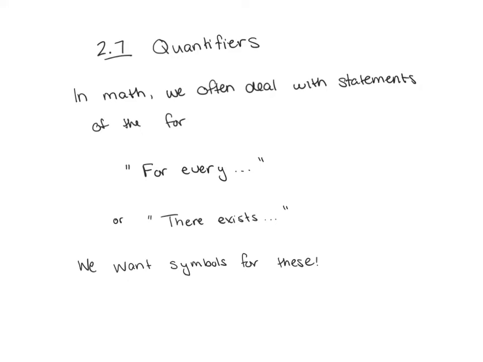Section 2.7 covers quantifiers. So we've seen how we can use symbols like and, or, not, and even implies or if and only if to describe mathematical statements. But in this section, we're going to learn two more symbols, or sort of two, and those are the two quantifiers. We often have statements of the form for every or there exists. And so we're going to come up with symbols for these.